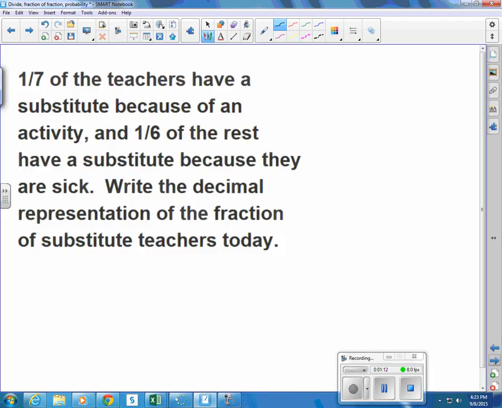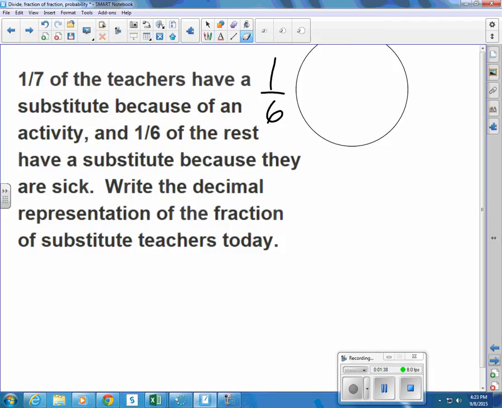So a fraction of a fraction. 1/7 of the teachers have a substitute because of an activity. So those that are left are 7/6. And 1/6 of those have substitutes because they are sick. So write a decimal representation of the fraction of substitute teachers. So 1/6 of, no, sorry. Let's go back a bit.